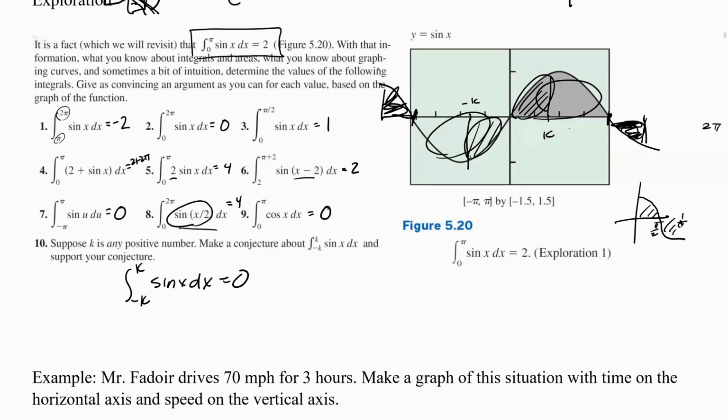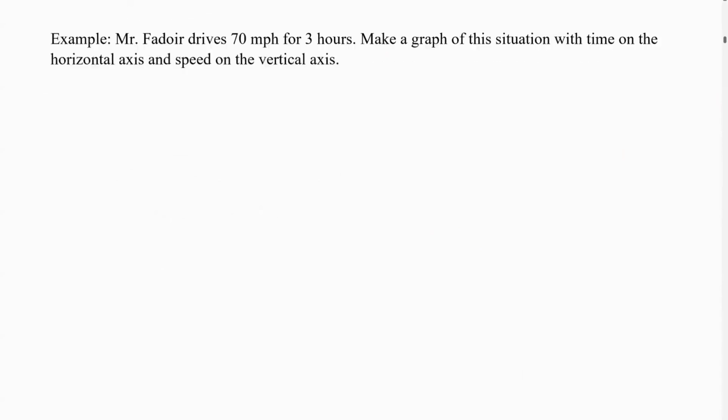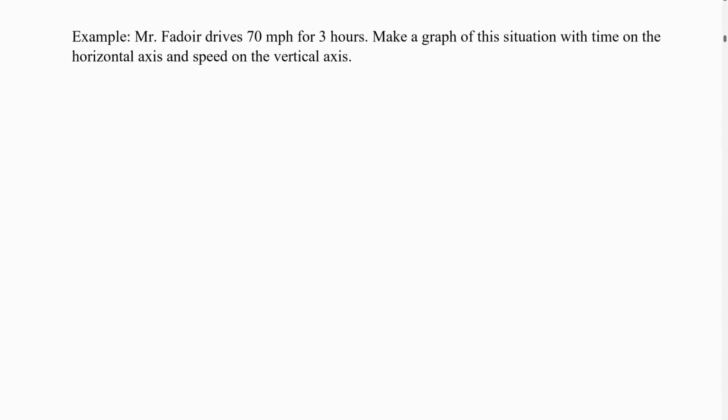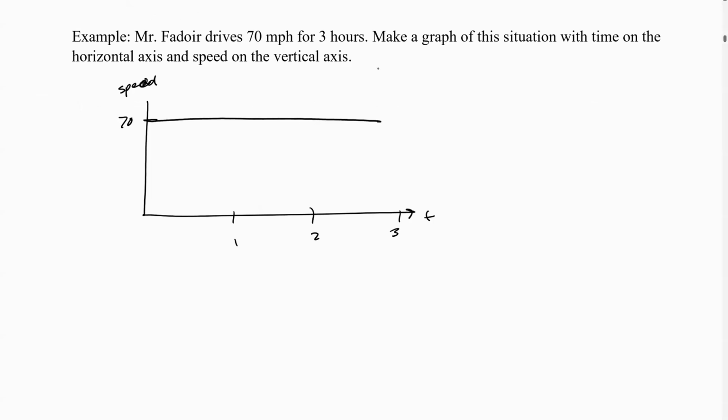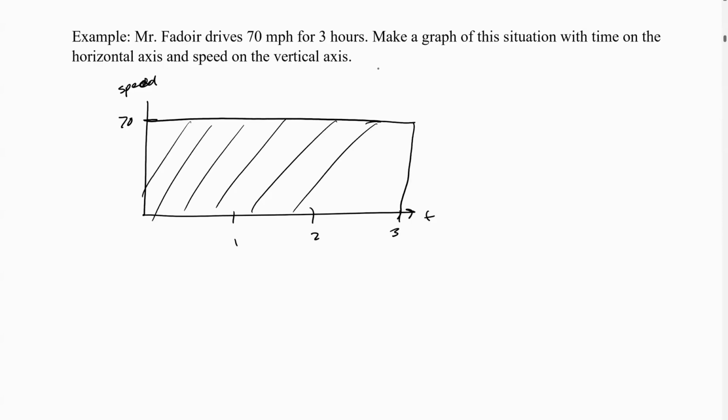All right. So here's a seemingly strange question to ask in the middle of all this. Mr. Fedor drives 70 miles an hour for 3 hours. Let me make a map of that. Here's 1, 2, and 3. Here's 70. Make a graph. Here's time. Here's speed. And what do we see? I went 70 miles an hour for 3 hours. Well, look at the area underneath that curve. It's a rectangle. The area is 210.